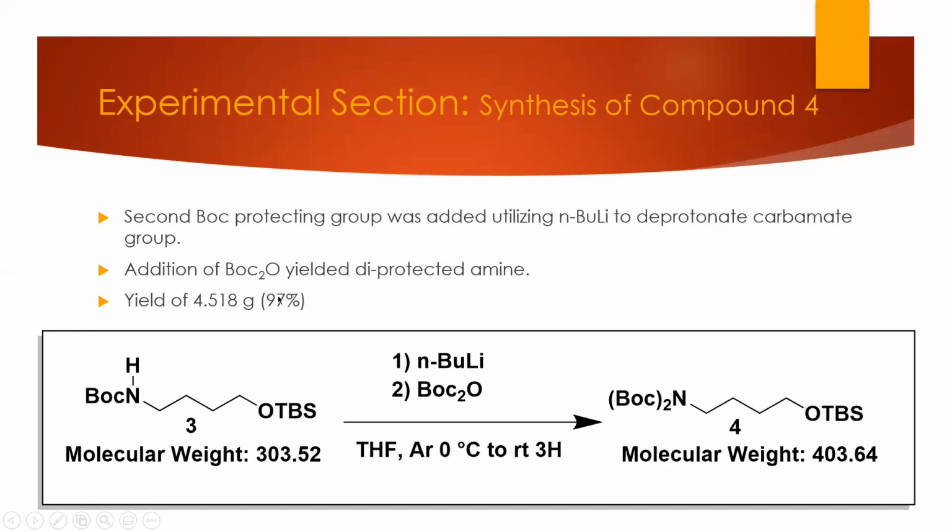From there, we did a second protection, again using n-butyllithium to deprotonate the carbamate group. This is an extremely strong base, an organometallic where the n-butyl group will deprotonate the Boc group, and then because this is an extremely weak acid, the lone pair on the nitrogen will attack the second Boc anhydride group and effectively dual protect the amine. And of course, we yielded 4.518 grams and a 97% yield.